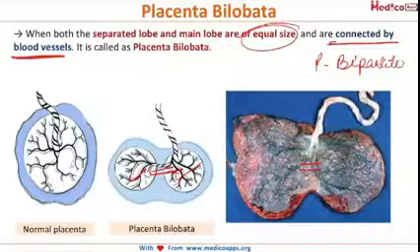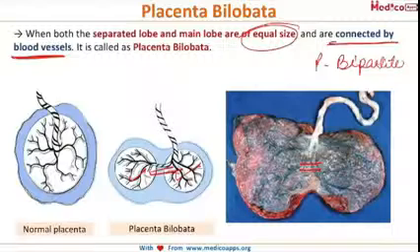Now, these types of placental abnormalities are usually diagnosed post-delivery. If the entire placenta comes out, then by examination you can easily know that this is placenta bilobata or placenta succenturiata or placenta spuria. But what happens in most cases is that the accessory lobe might be left behind in the uterus, and this might lead to primary or secondary PPH.